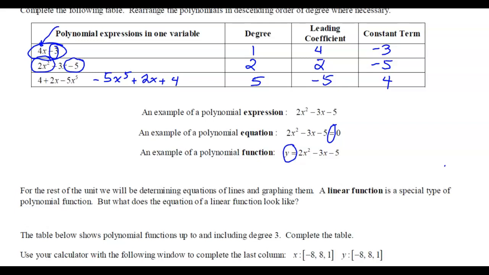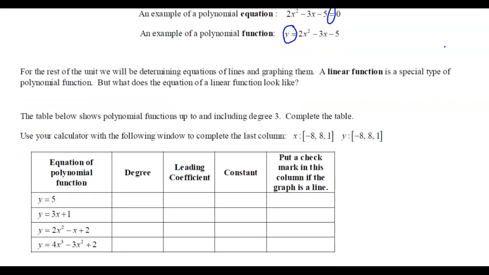So for the rest of this unit, we'll be determining equations of lines and graphing them. So if you don't have a straight edge, make sure you get one, because you will be graphing a lot. A linear function is a special type of polynomial function. It's something like this when we make it equal to y, right? It's a function that we're going to graph. Those are all expressions. So we're going to look at deciding what it looks like. We already have spent time on linear relations, which were essentially linear functions, unless it's a vertical line. So you kind of already know some of this stuff.